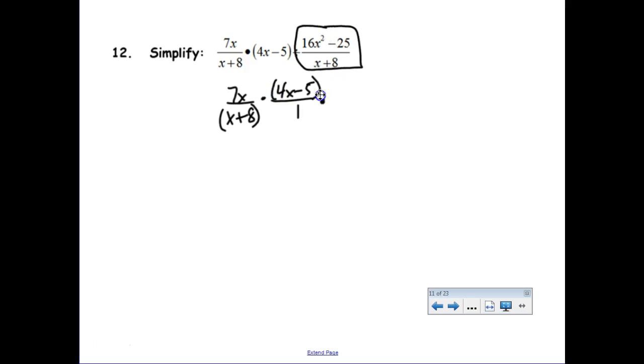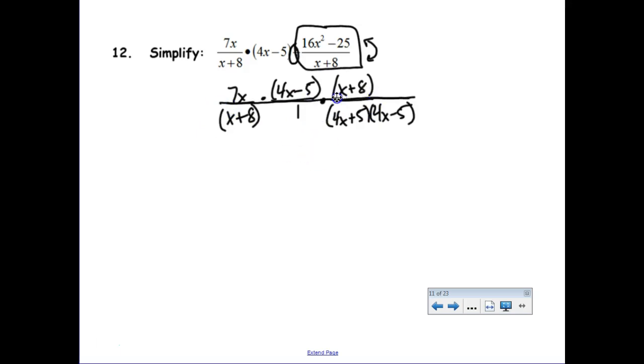This, however, part of it's factorable, and it's division, which means I need to flip it to change it to multiplication. So the x plus 8 is going to come up to the numerator. So we're flipping this around. And the 16x squared minus 25 factors into the difference of two squares pattern. So that's 4x plus 5 and 4x minus 5. Now this is one big fraction problem.